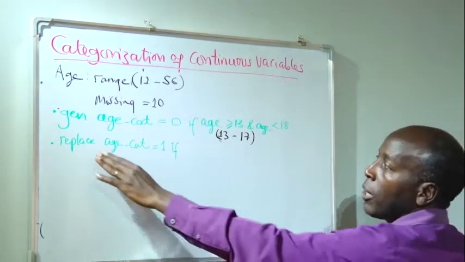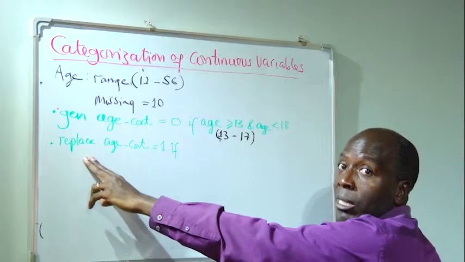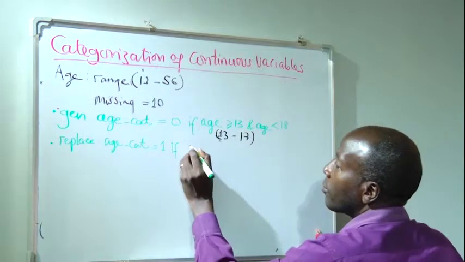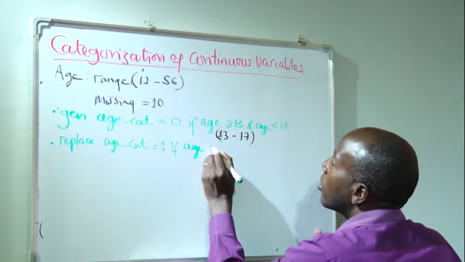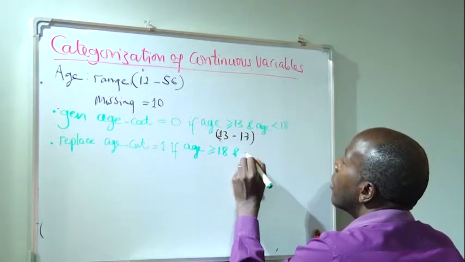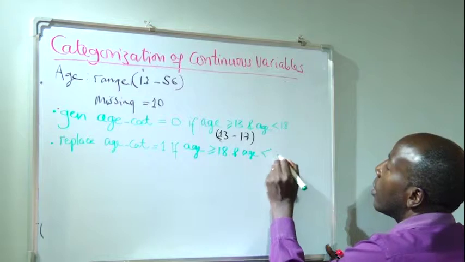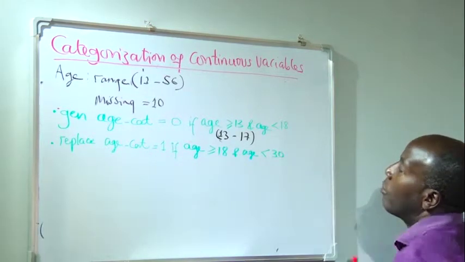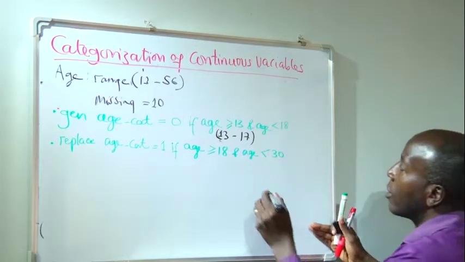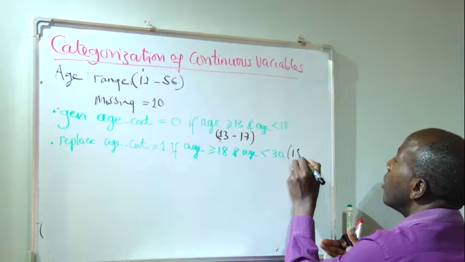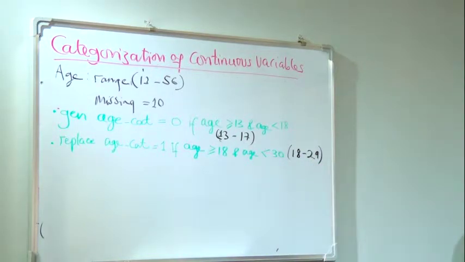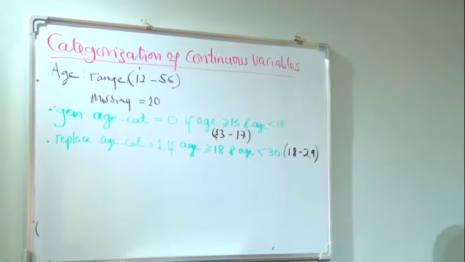So now we say replace. We are now replacing the missing. Replace age cat is equal to 1 if age is greater or equal to 18 and age is less than 30, for example. And here we've created a category that is 18 to 29. Okay? And that goes to 29.99.